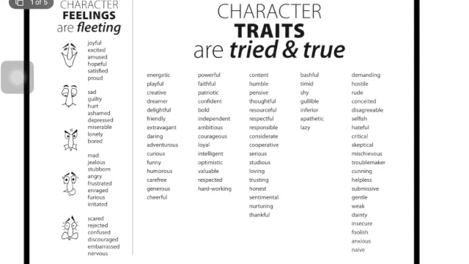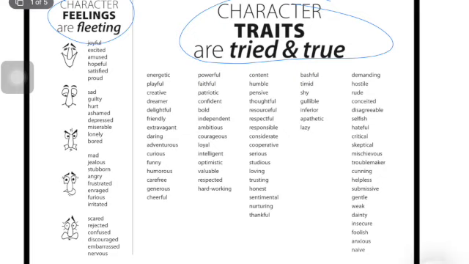But before we delve into that, I first want to stop and look at this document. And it says, character feelings are fleeting, and character traits are tried and true. There is a difference between feelings and traits. Now, a lot of times if I ask someone what some character traits are, someone goes, oh, he's happy. Oh, that person's sad. Those are happy and sad. Those are feelings, okay?